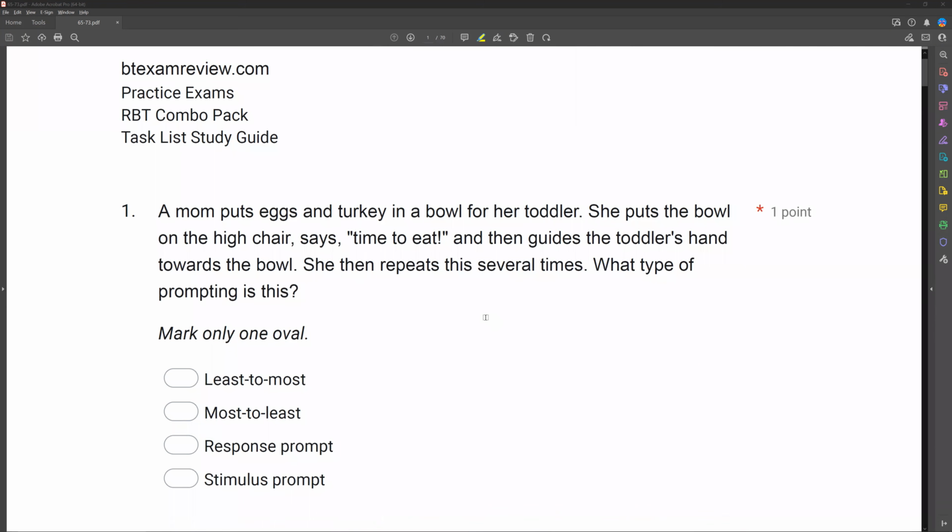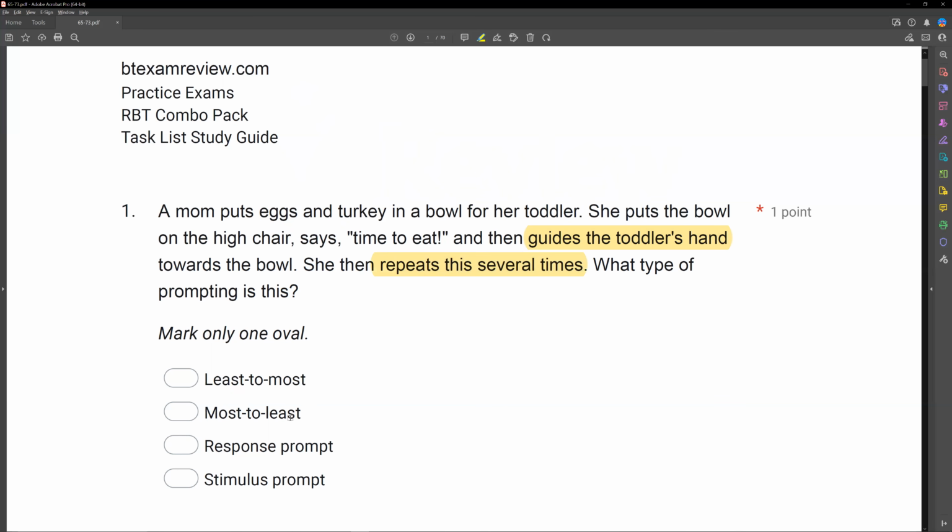Number one, a mom puts eggs and turkey in a bowl for her toddler. She puts the bowl on the high chair, says time to eat, and then guides the toddler's hand towards the bowl. She then repeats this several times. What type of prompting is this? Immediately, what type of prompting should you be considering? Well, physical prompting, right? If she's guiding the toddler's hand towards the bowl, she's doing some sort of physical prompting with the toddler's hand. Now, what's important here is it says she repeats it several times.